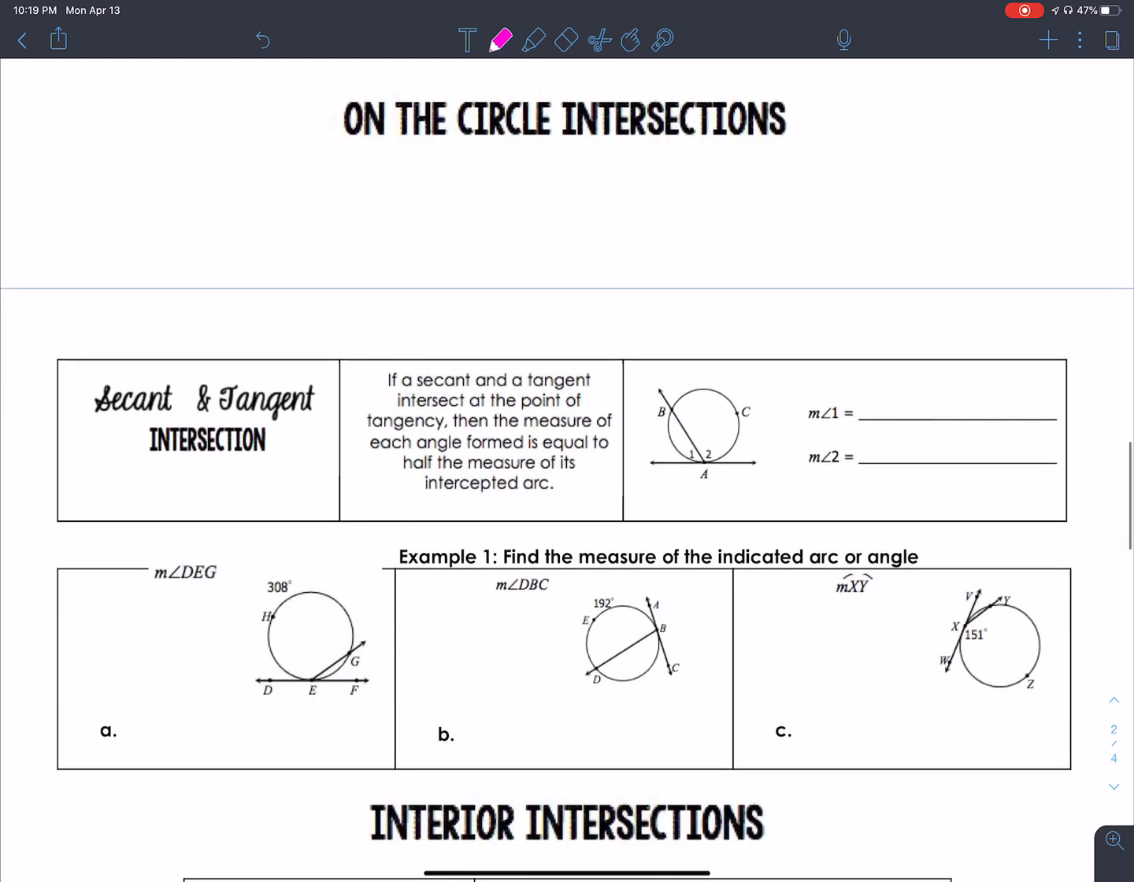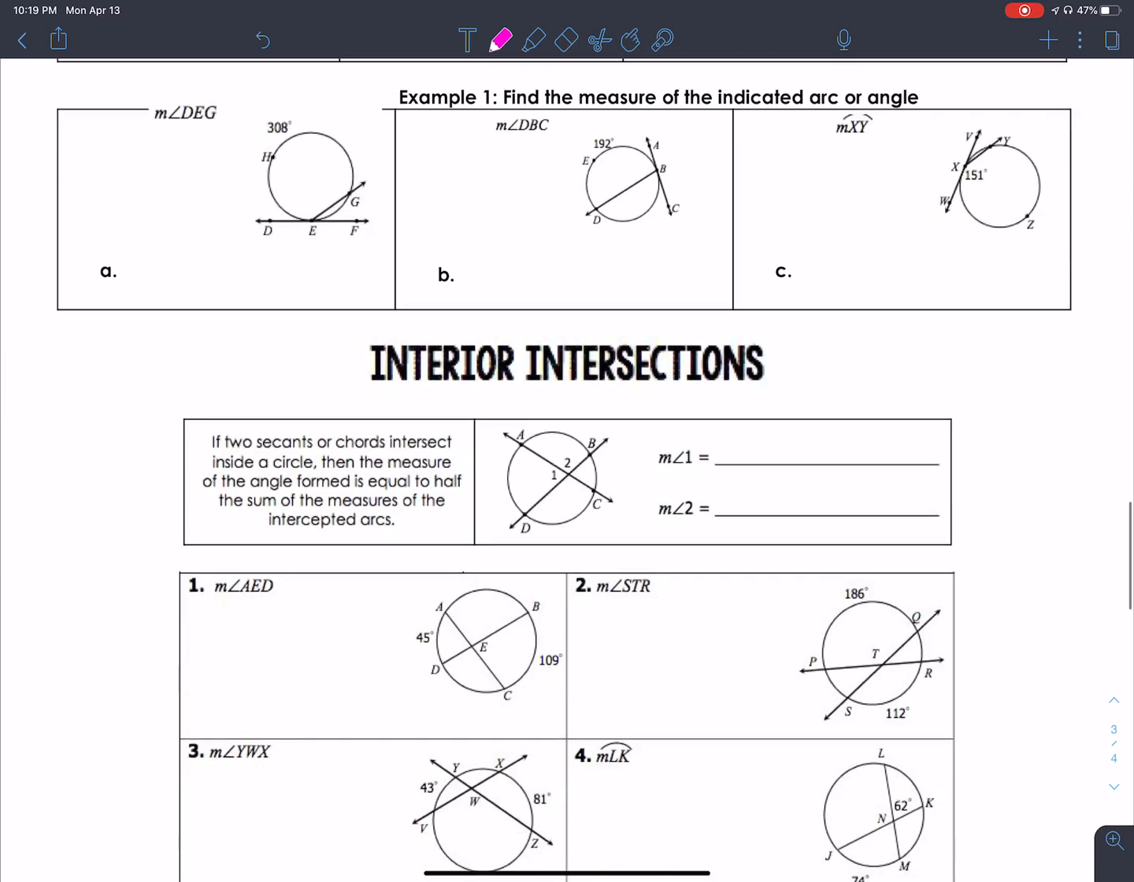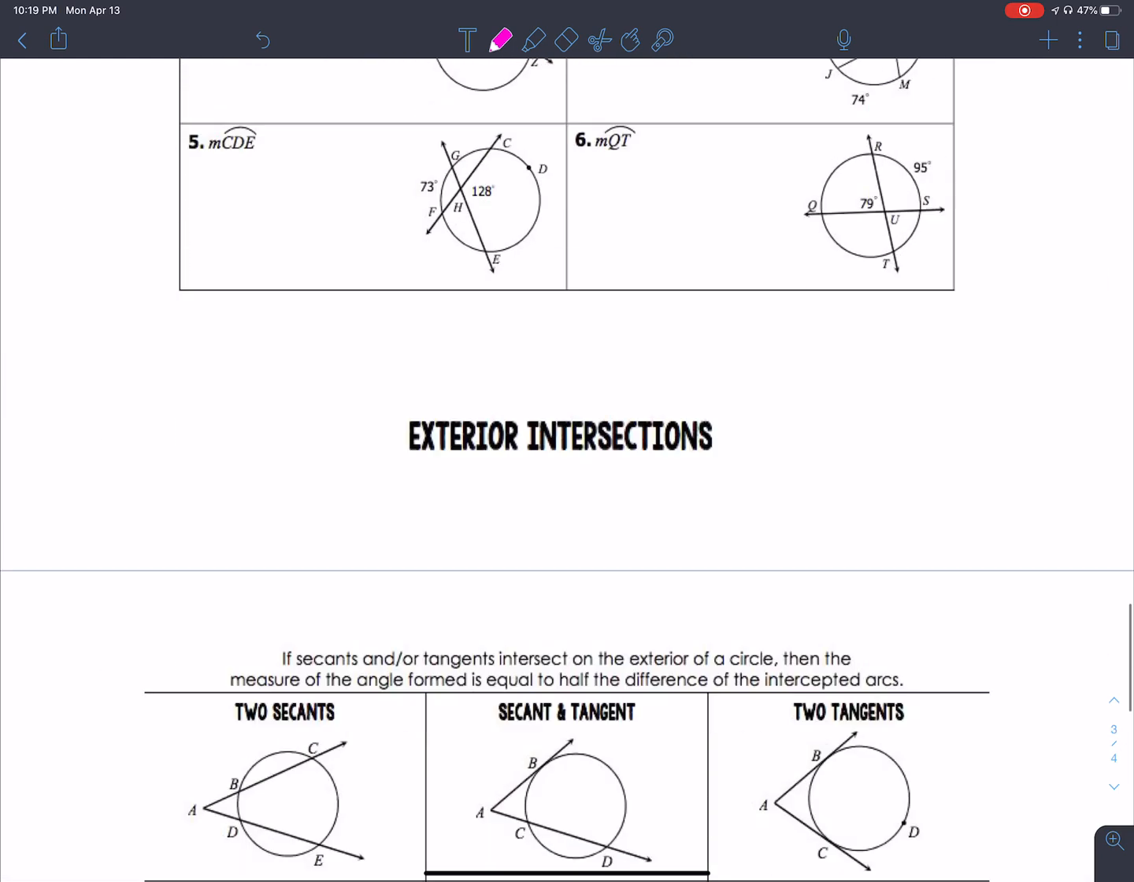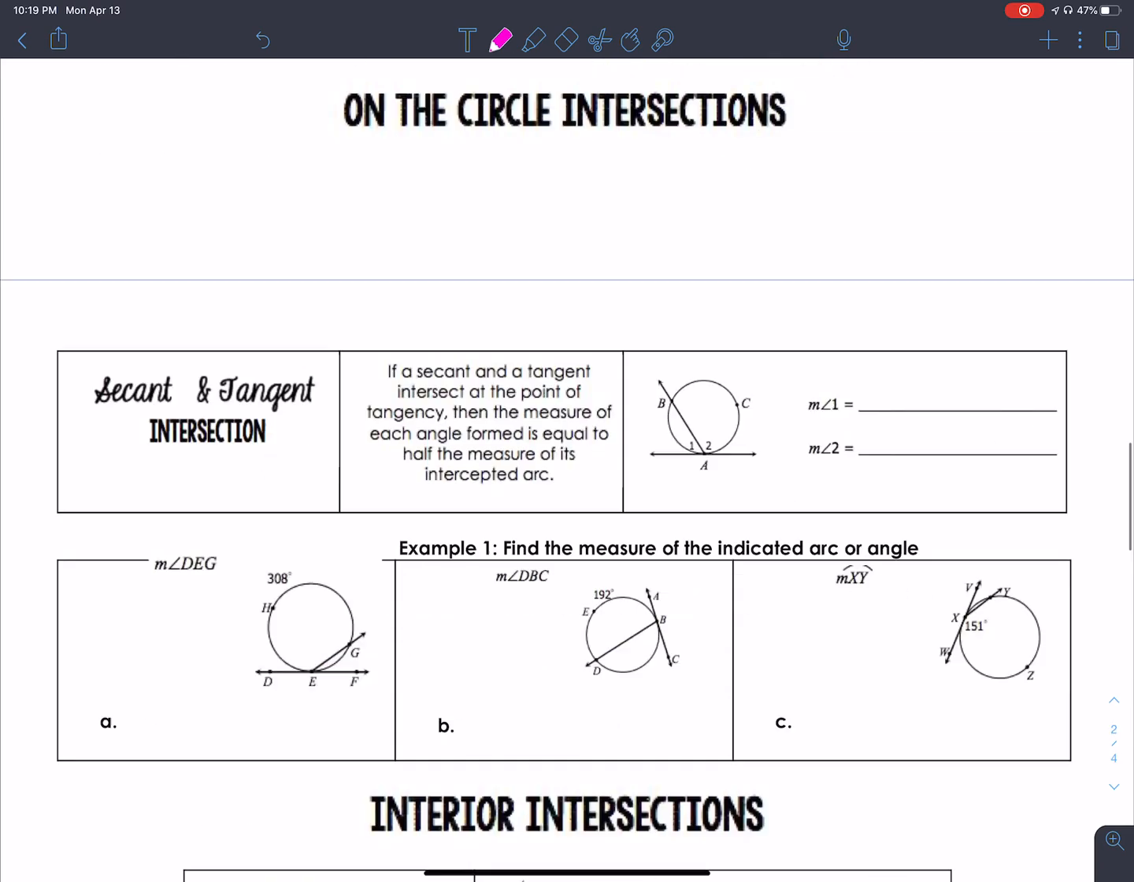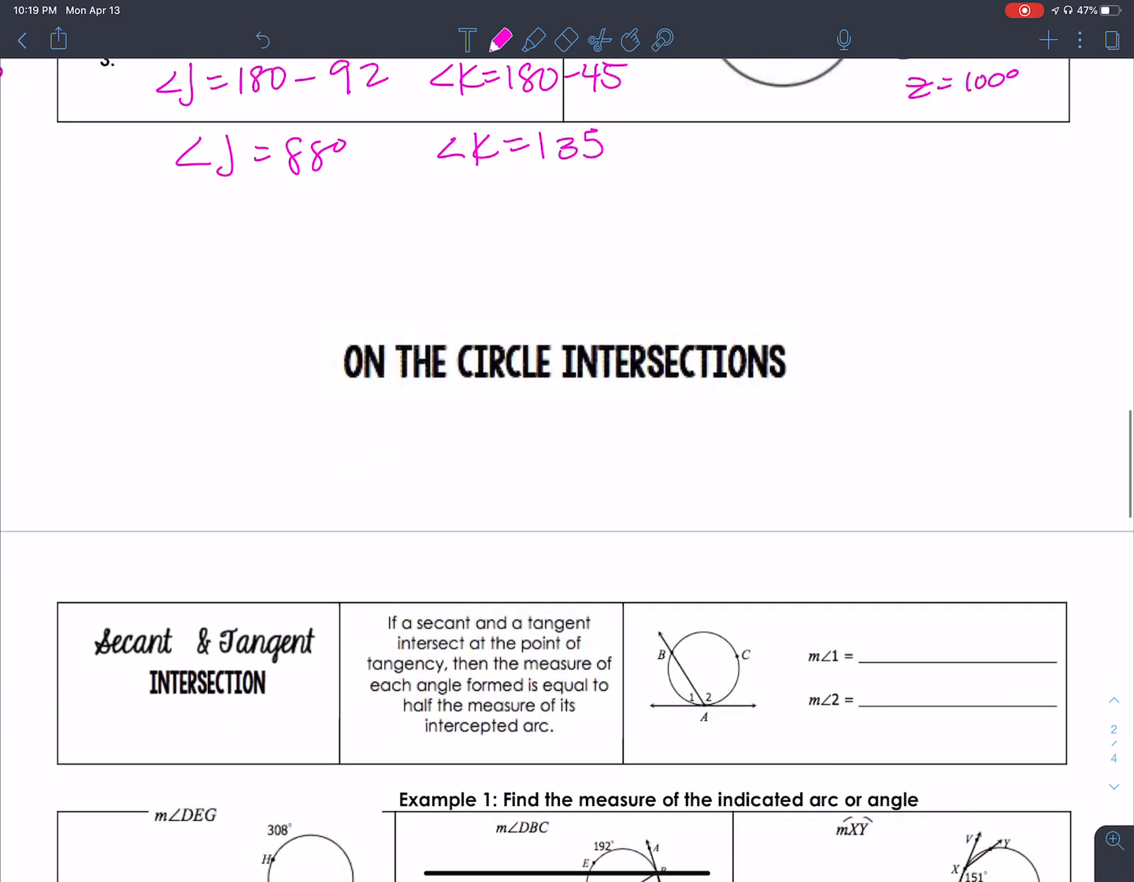All right, on the circle intersections. So these are relationships on the circle. So this is 10.5. Okay, this is not on Big Ideas. This is on Canvas, and there's a Canvas quiz that you're going to take. Okay.